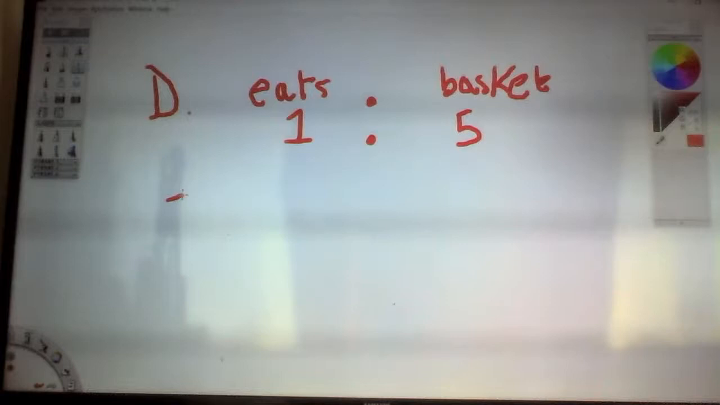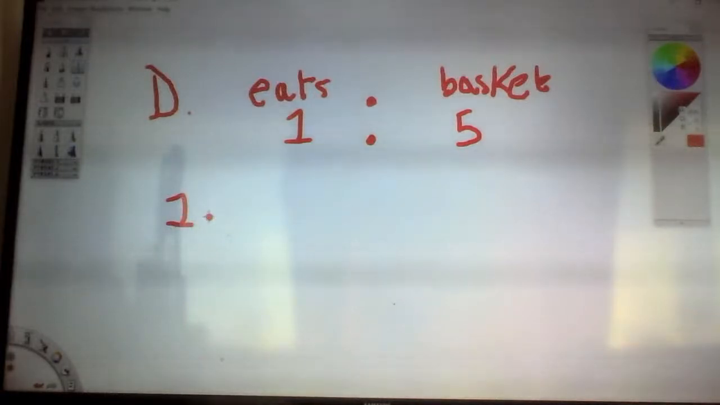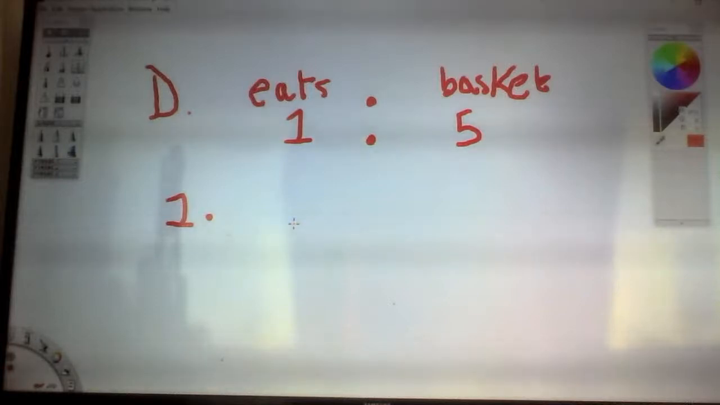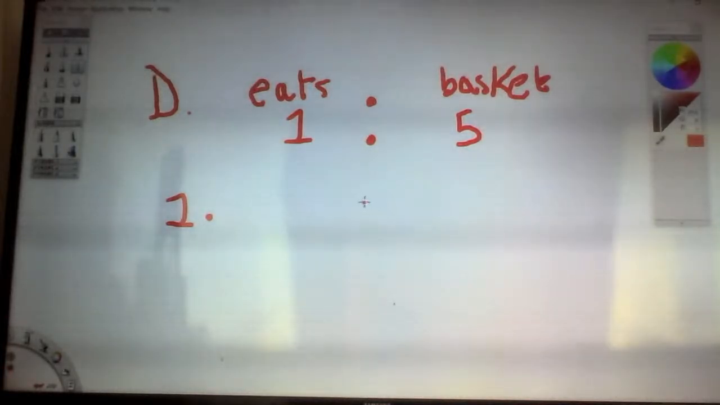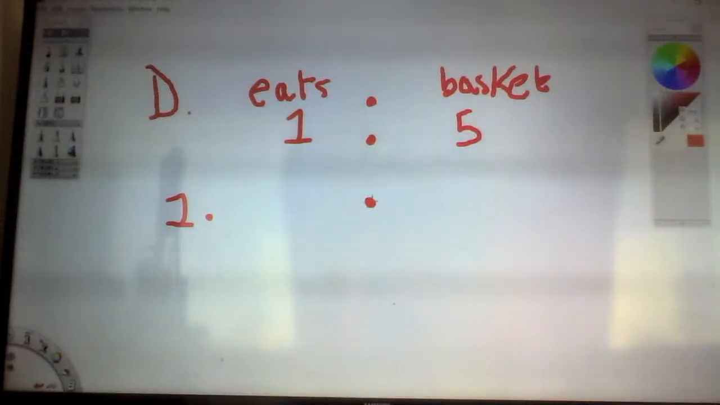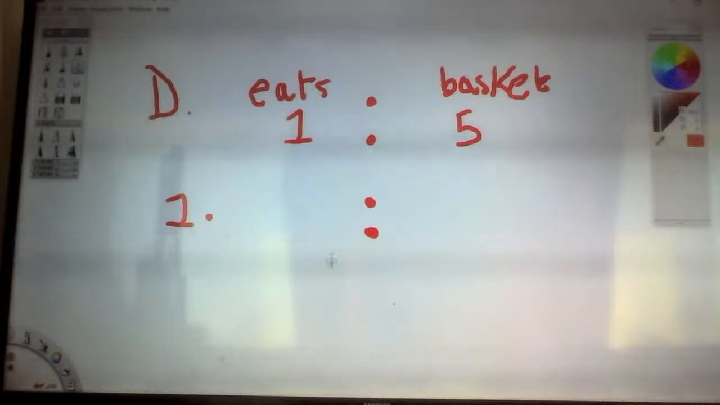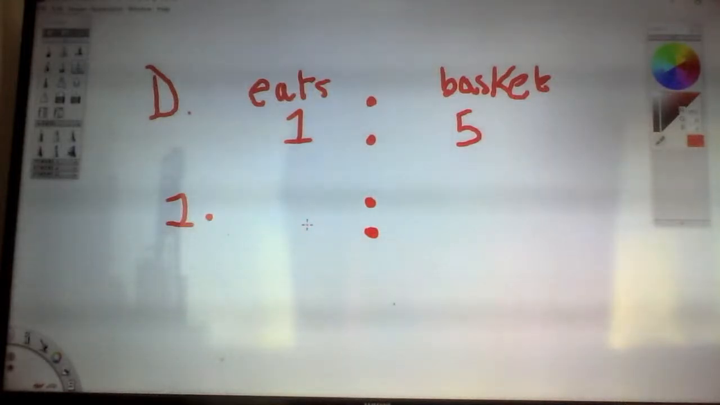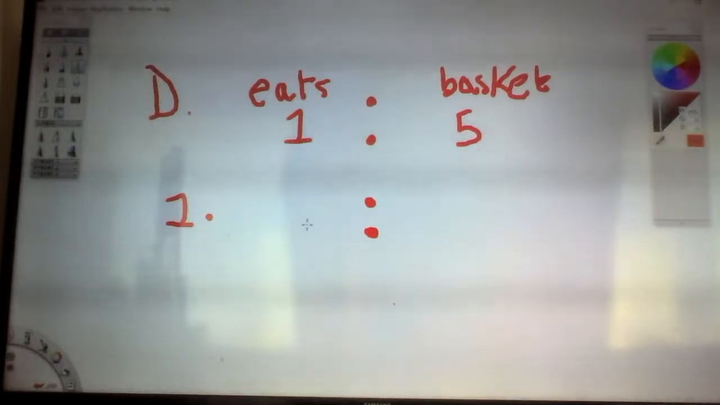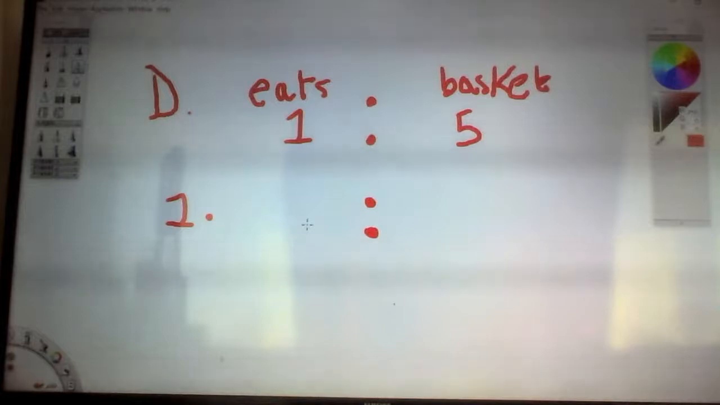So let's see number 1. I think I have just enough time to do this. What's the ratio of strawberries in the basket to the strawberries eaten? So let's get our ratio sign, which is the same as the proportion sign, the 2 dots. Now the wording is important. I'll read that out again. What is the ratio of strawberries in the basket to strawberries eaten?